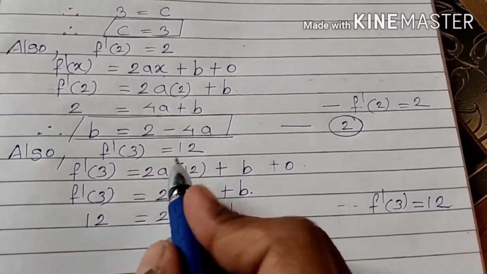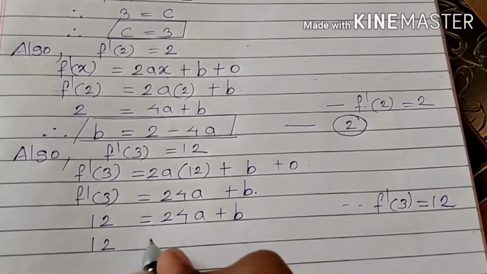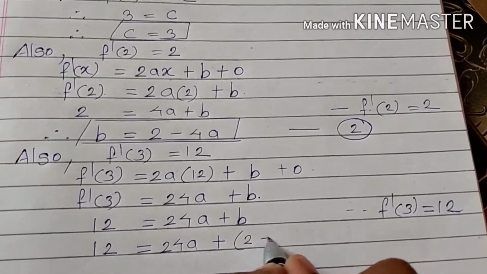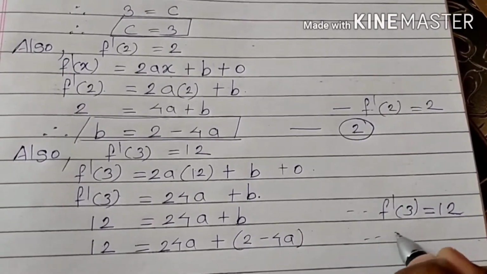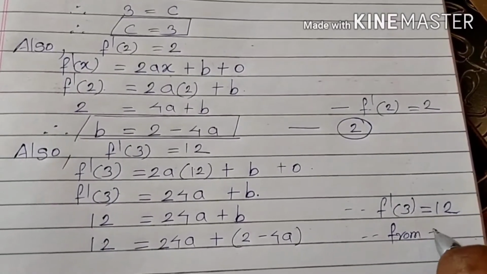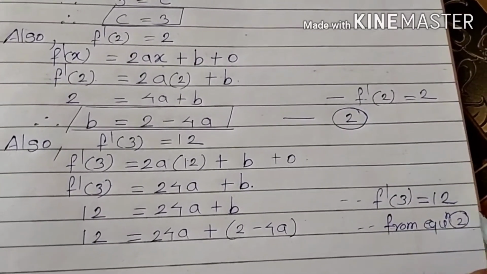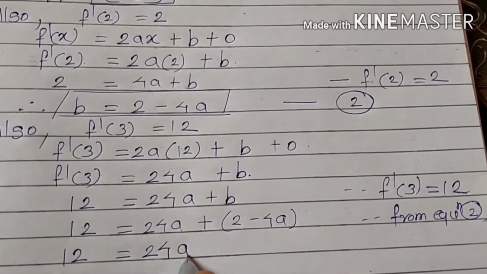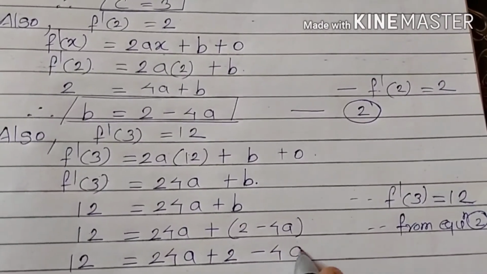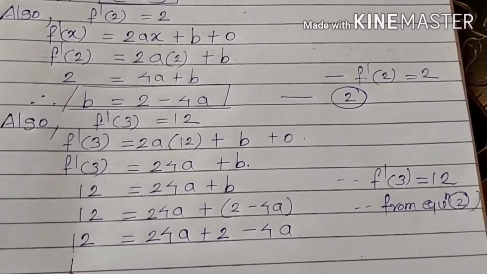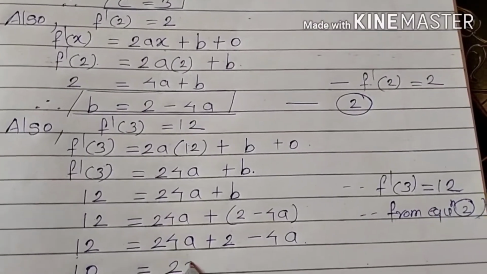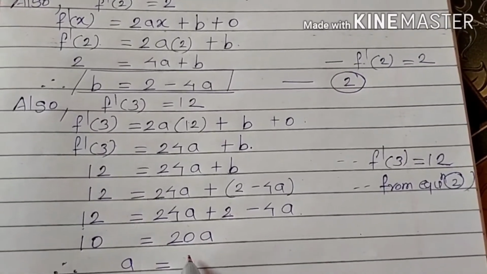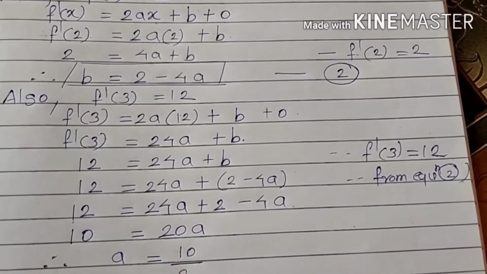Now use the value, so it is 12 is equal to 6a plus b, so b is 2 minus 4a from equation 2. Okay. Now it is 12 is equal to 6a plus 2 minus 4a. So here we get 10 and here 2a.